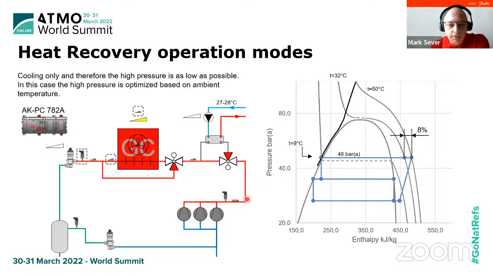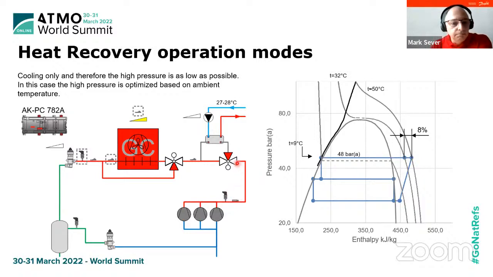When we are in these cold conditions, the amount that we can recover is quite small, so it's on the level of 8 to 10%. The temperature that we can reach on the discharge from the compressors is 50 degrees Celsius.